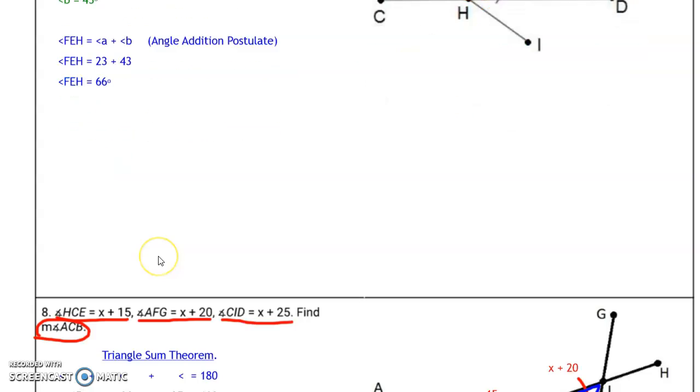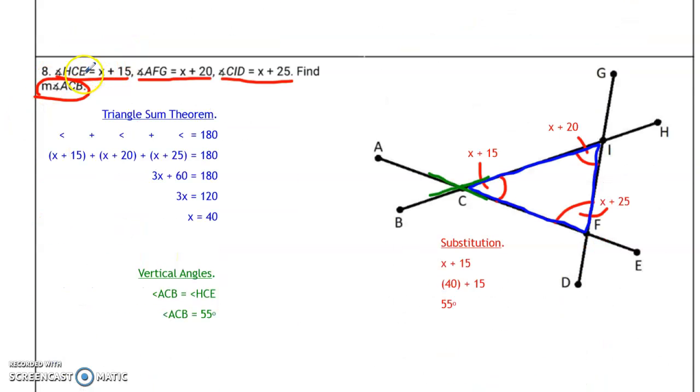How great. Last question. This gives us some information. This might look familiar because this was a similar question to one that we did in another reteach lesson. You have these three angles that are given to you, so you had to label the diagram. I did that here in red. And then you're asked to find the measure of angle ACB, which is out here. I outlined it in green. We'll talk about that in a second.